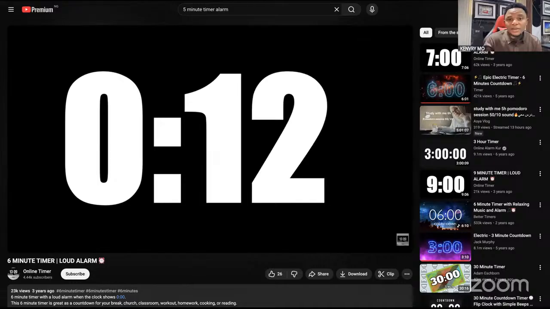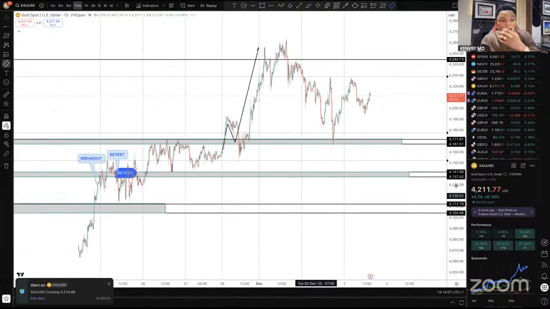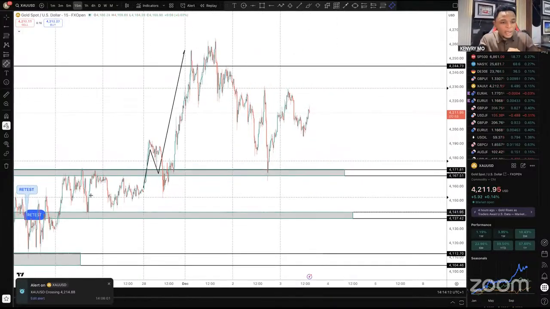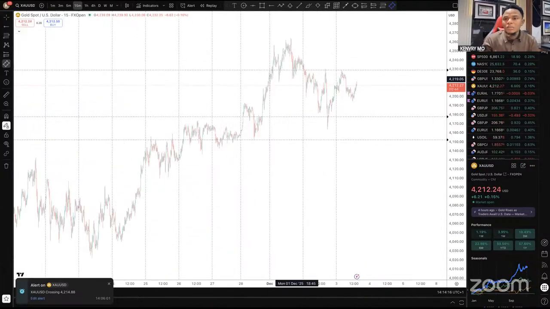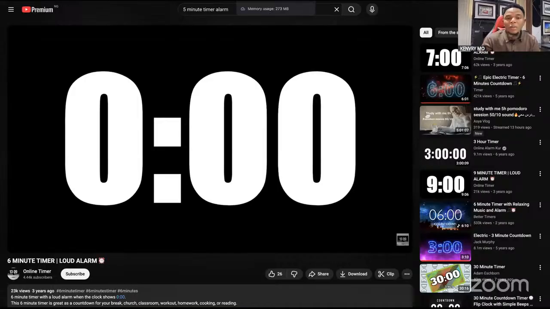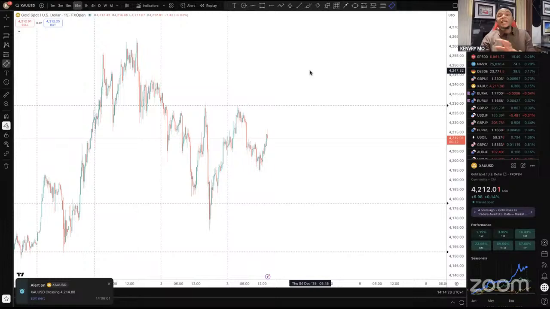Let me get into the market right now. So this is the technical approach. I know I've done a lot of things, so let me clean this chart. Let's say I want to trade gold right now. I'm on gold, so this is the market on gold. Let's say I'm a technical trader and I want to trade gold. These are the different ways to trade gold.